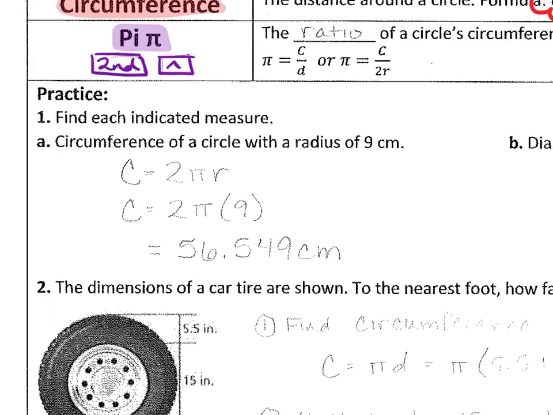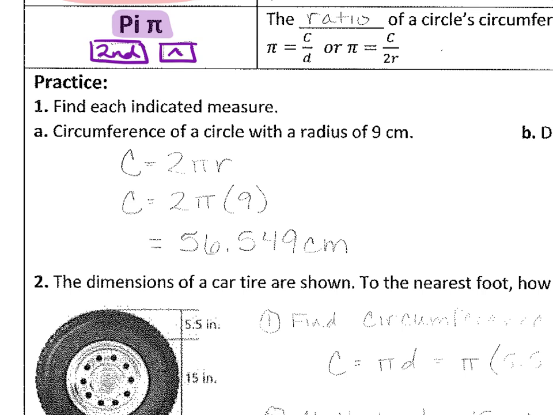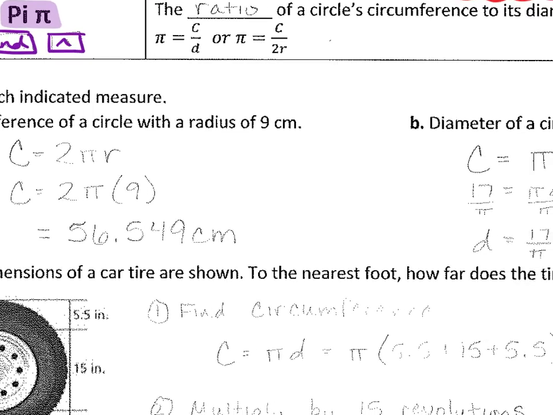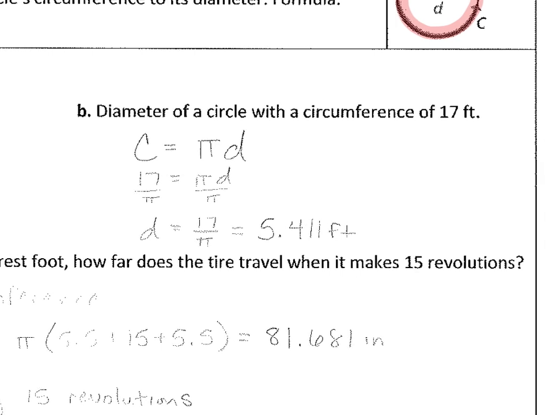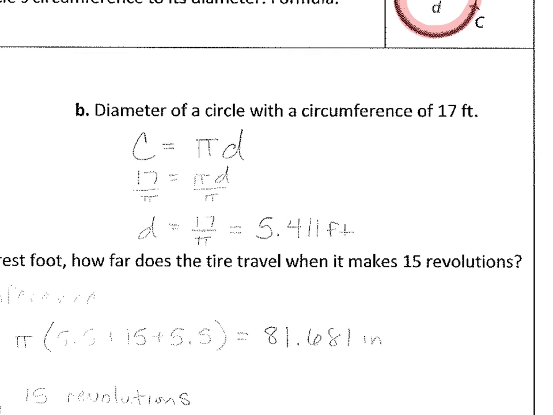If we're trying to find the circumference of a circle with a radius of 9 meters, all we do is plug 9 into the formula. We press 2 times pi times 9 on our calculator, and we get the answer. Same thing if I'm trying to find the diameter of a circle with a circumference of 17 feet: I put the 17 where the circumference goes, and I solve for d by dividing by pi on both sides. So 17 divided by pi using the pi button, and we would get our answer of 5.411 feet.